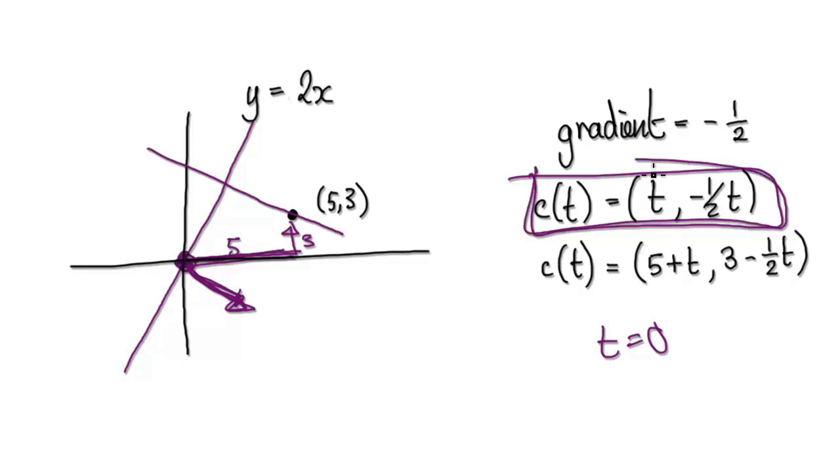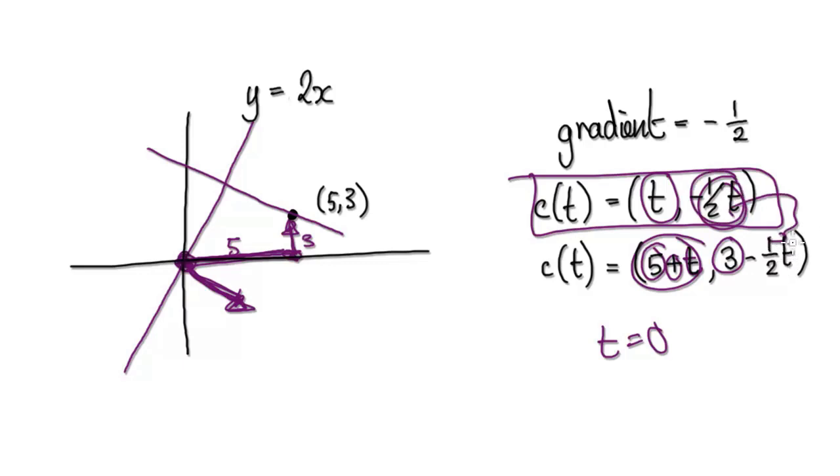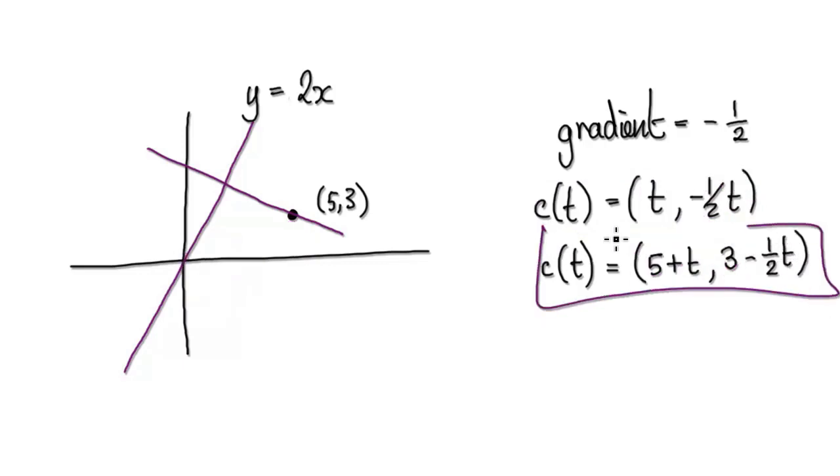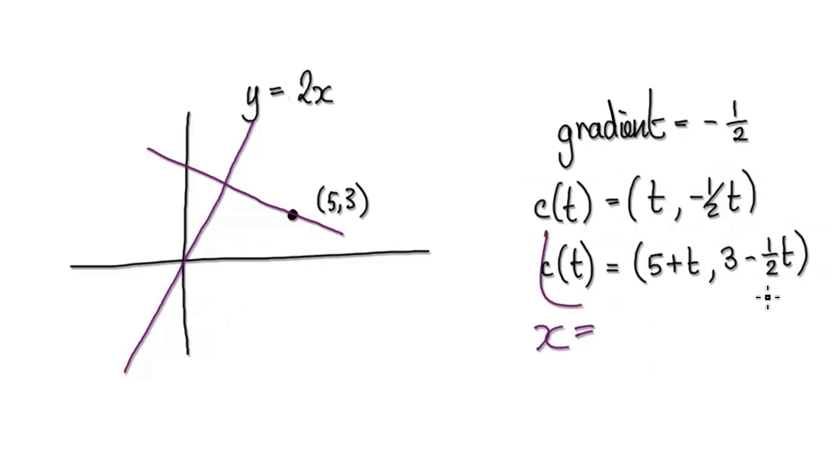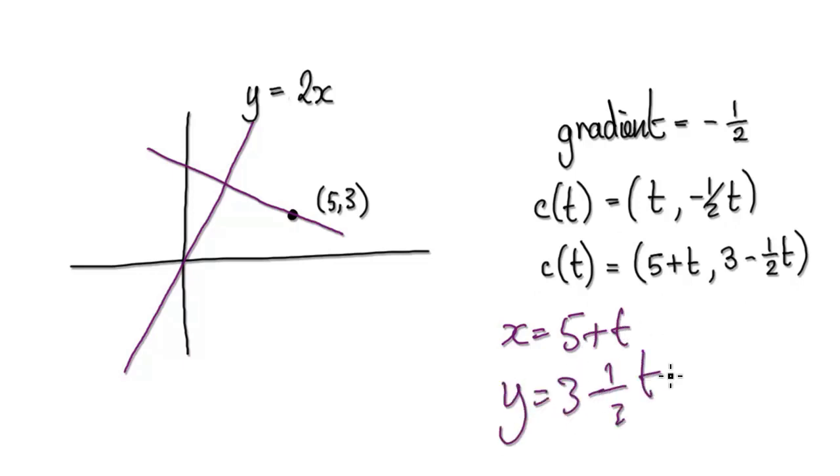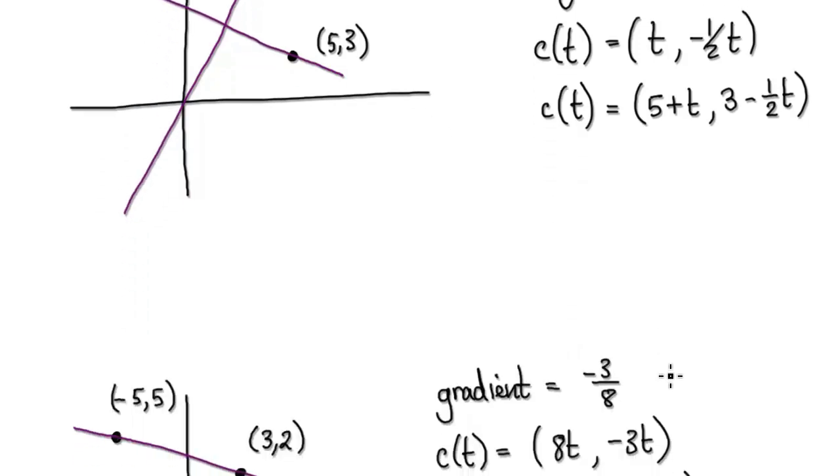So from here you need to translate it 5 across. That's why you've got 5 plus t here. So from here that will then take you to here. But then you need to move it 3 up. So plus 3 to this thing here will then take you to here. So once you're here, you can extract your parametric equations, or you can just leave it as this. If you want to extract your parametric equations, it will be this, and then y equals 3 minus 1/2 t.